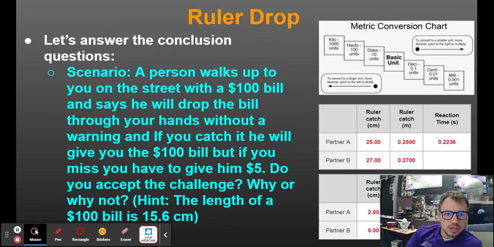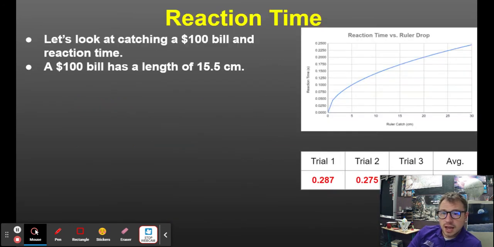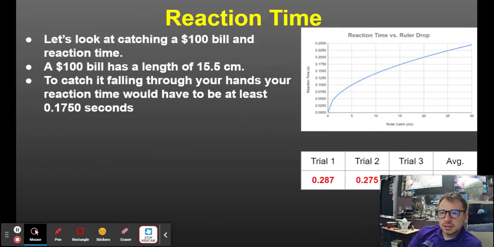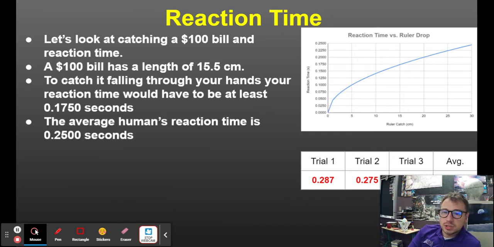If you look already just at the data, the ruler catch was a really fast reaction time. Notice that the ruler catch was 25 centimeters, so 10 centimeters apart. Now, if we just look at the graph, to catch a $100 bill, it'll go through your hands in 0.175 seconds. That has to be the reaction time. If you start at one end and just barely catch the other end, that would have to be the minimum reaction time that you would have. Now, the average human's reaction time is 0.2500 seconds.